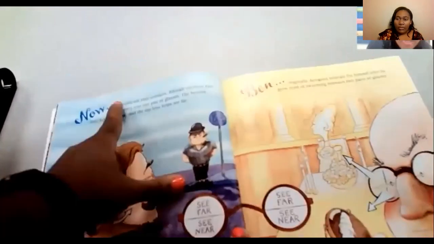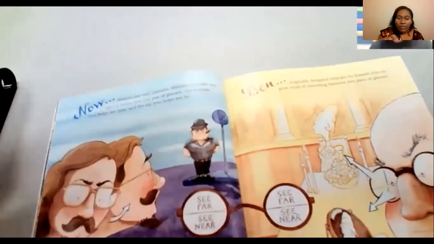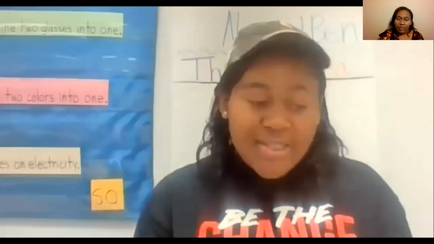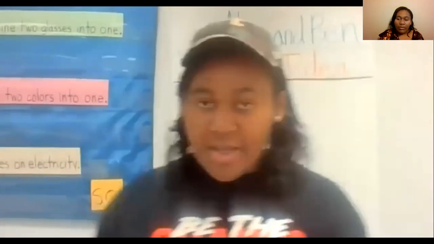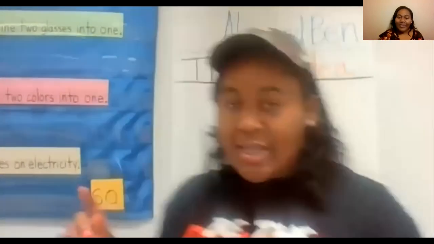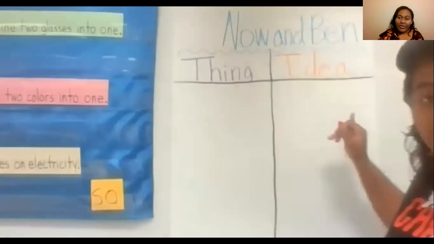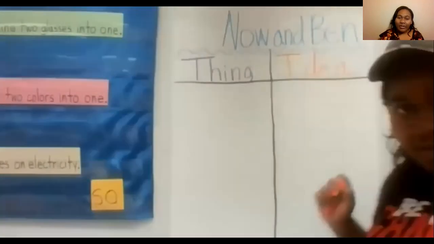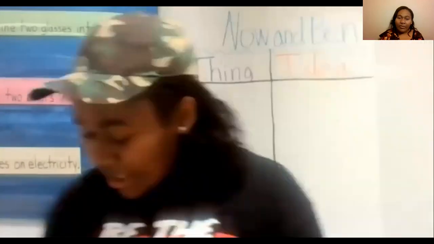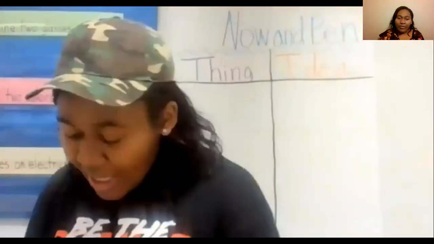Okay, so students, let's add to our chart. So far, we have that Benjamin Franklin helped put pictures in the newspapers or illustrations. Okay. So students, the pictures or illustrations in the newspaper, let's think, is that a thing or an idea? So students, that would be a thing, because that's something we can touch, a thing. So let's add that here in our chart.